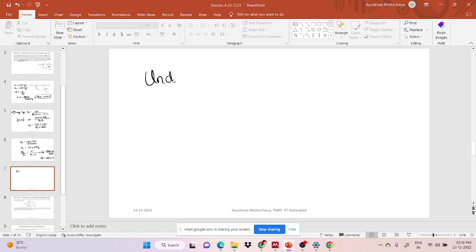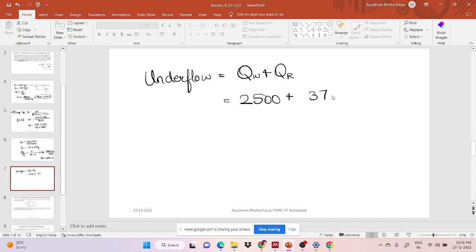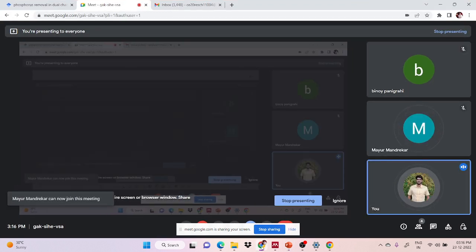Now for the underflow rate, you have to add both of these. So underflow is equal to QW plus QR, which is 2,500 plus QW, which was 2,537.5. So we got the value of 2537.5 meter cube per day. So is it clear?